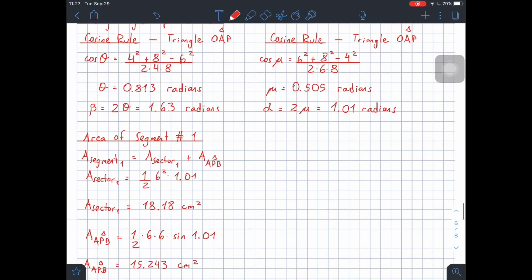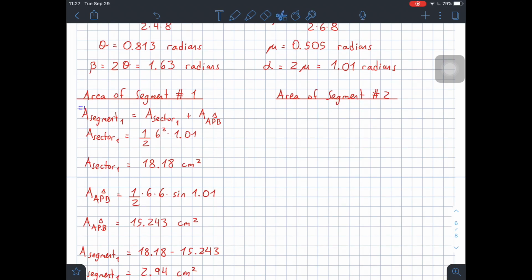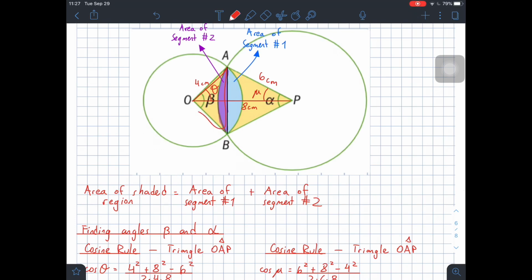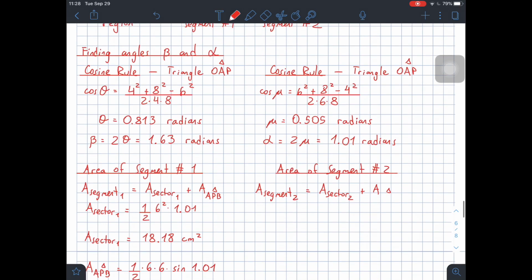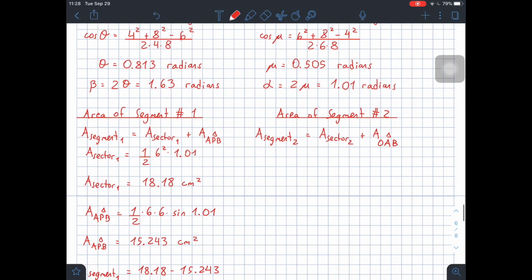To do that, we need to work with area of segment number 2. So we're going to follow the same process. We're just changing the information. Let me copy this. We're going to say that area of segment number 2, sector 2, and the triangle changes. So this would be area of segment number 2 is equal to area of sector number 2 plus the area of this triangle, which is OAB triangle.